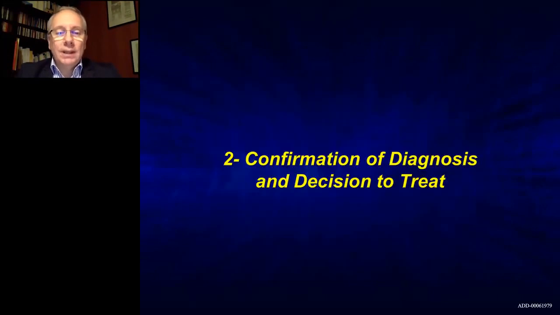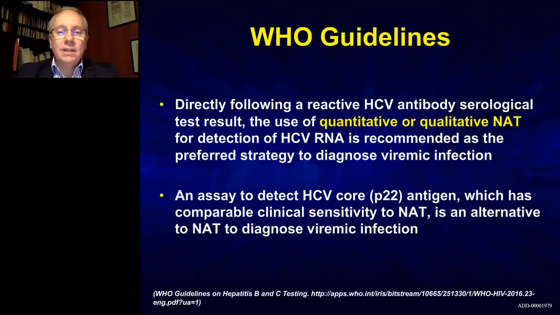The second point, when anti-HCV antibodies have been detected, is to confirm the diagnosis of infection and decide to treat or not to treat, and the decision to treat is made based on the presence of HCV RNA. Therefore, HCV RNA testing is a standard of care to confirm HCV diagnosis so far. And this is what is indicated in the WHO guidelines, which say that directly following a reactive HCV antibody serological test result, the use of quantitative or qualitative nucleic acid testing for detection of HCV RNA is recommended as the preferred strategy to diagnose viremic infection.